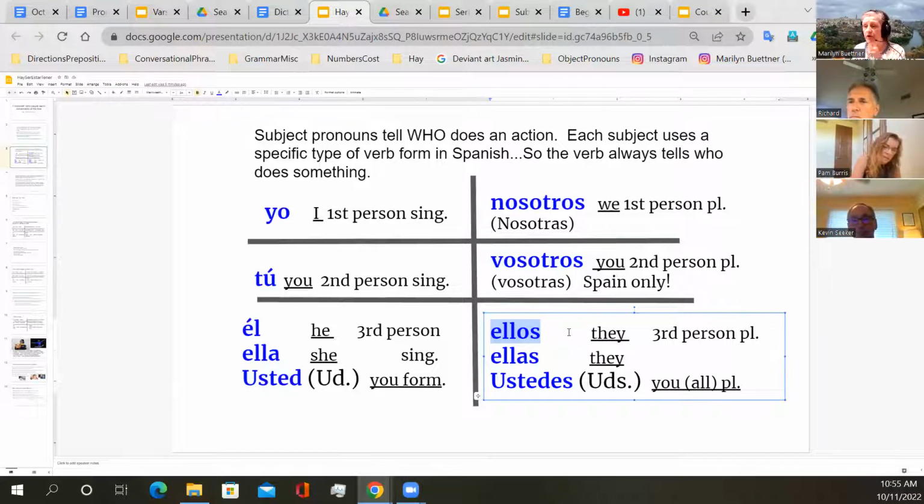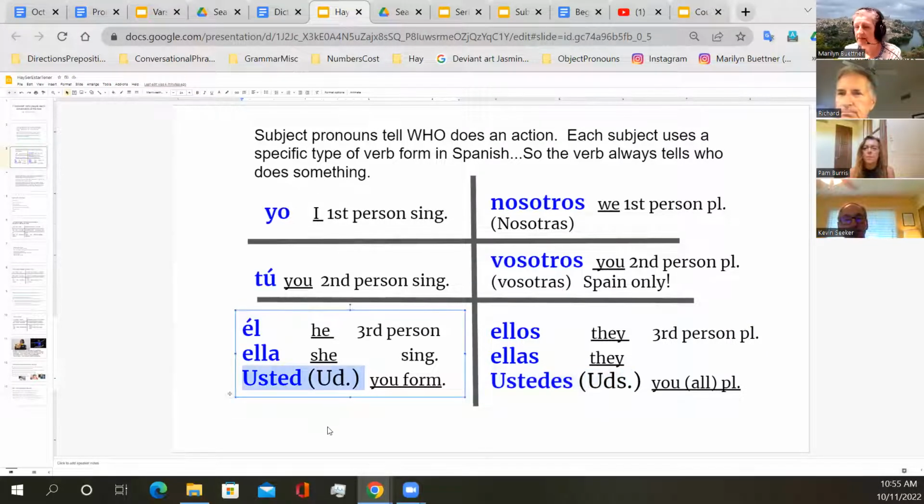And then we've got the plural "you," ustedes. You see ustedes, of course, abbreviated a lot of times, so just get used to that. It does not mean we pronounce it "uds." It's just the abbreviation, like abbreviating Mr. to M-R period. And usted similarly gets that.